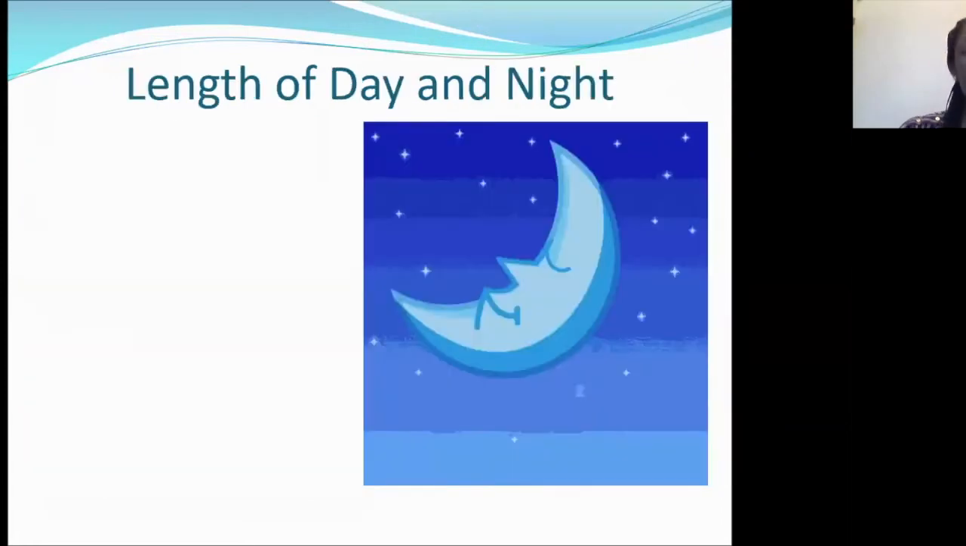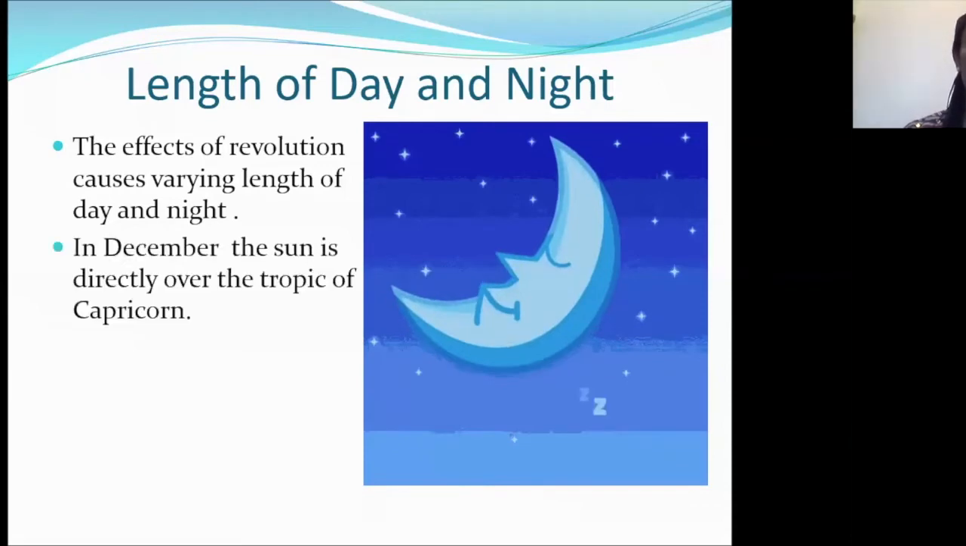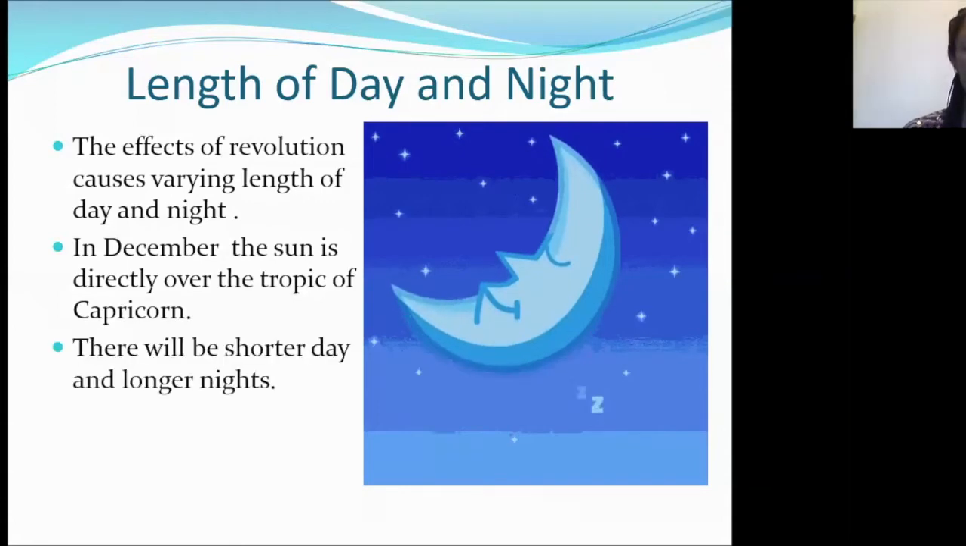Now let's look at the results of revolution. The effects of revolution cause varying lengths of days and nights. So you notice sometimes that the days are longer and the nights are shorter. So we're going to go through that. In December, the sun is directly over the Tropic of Capricorn. So this causes us to have shorter days and longer nights. So you get to sleep in longer.